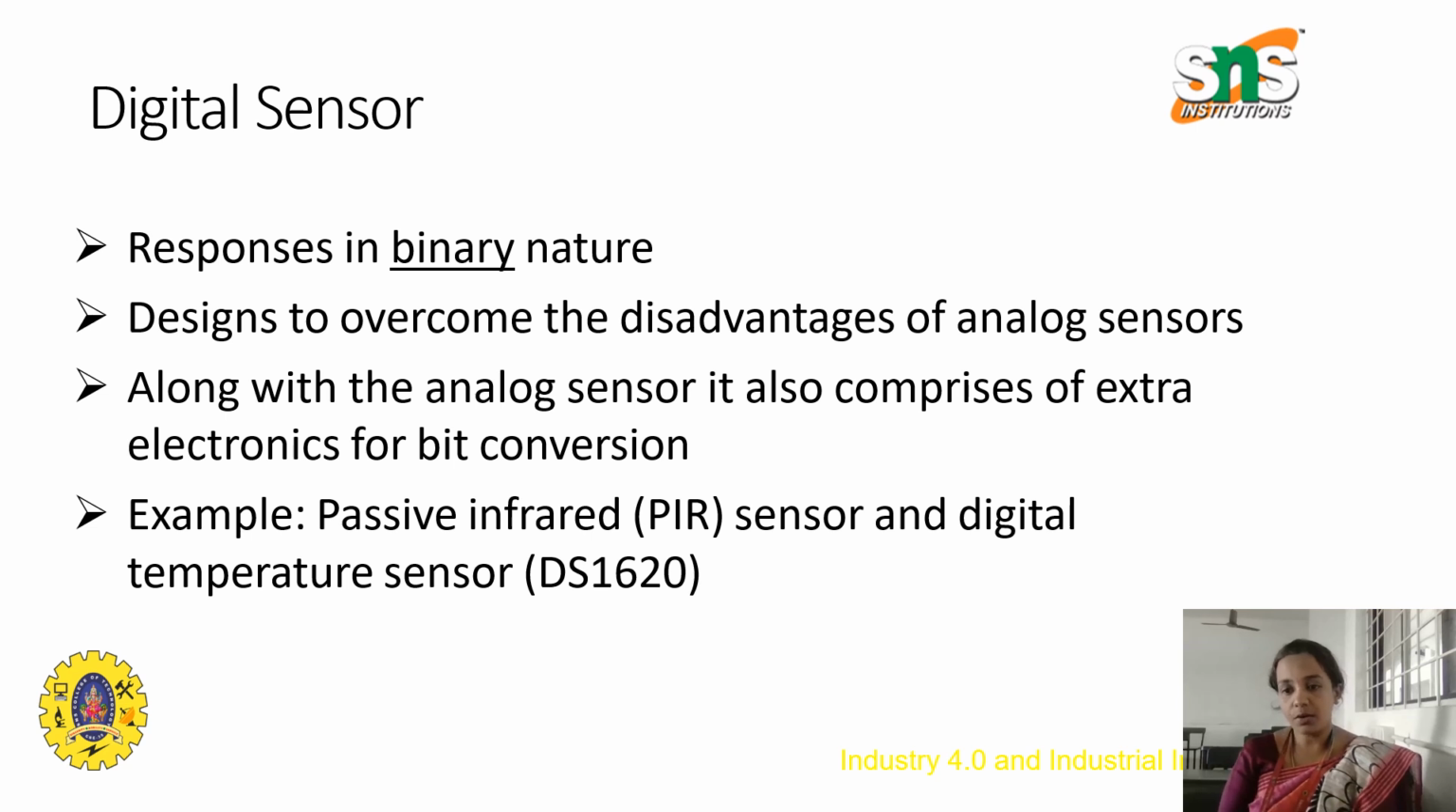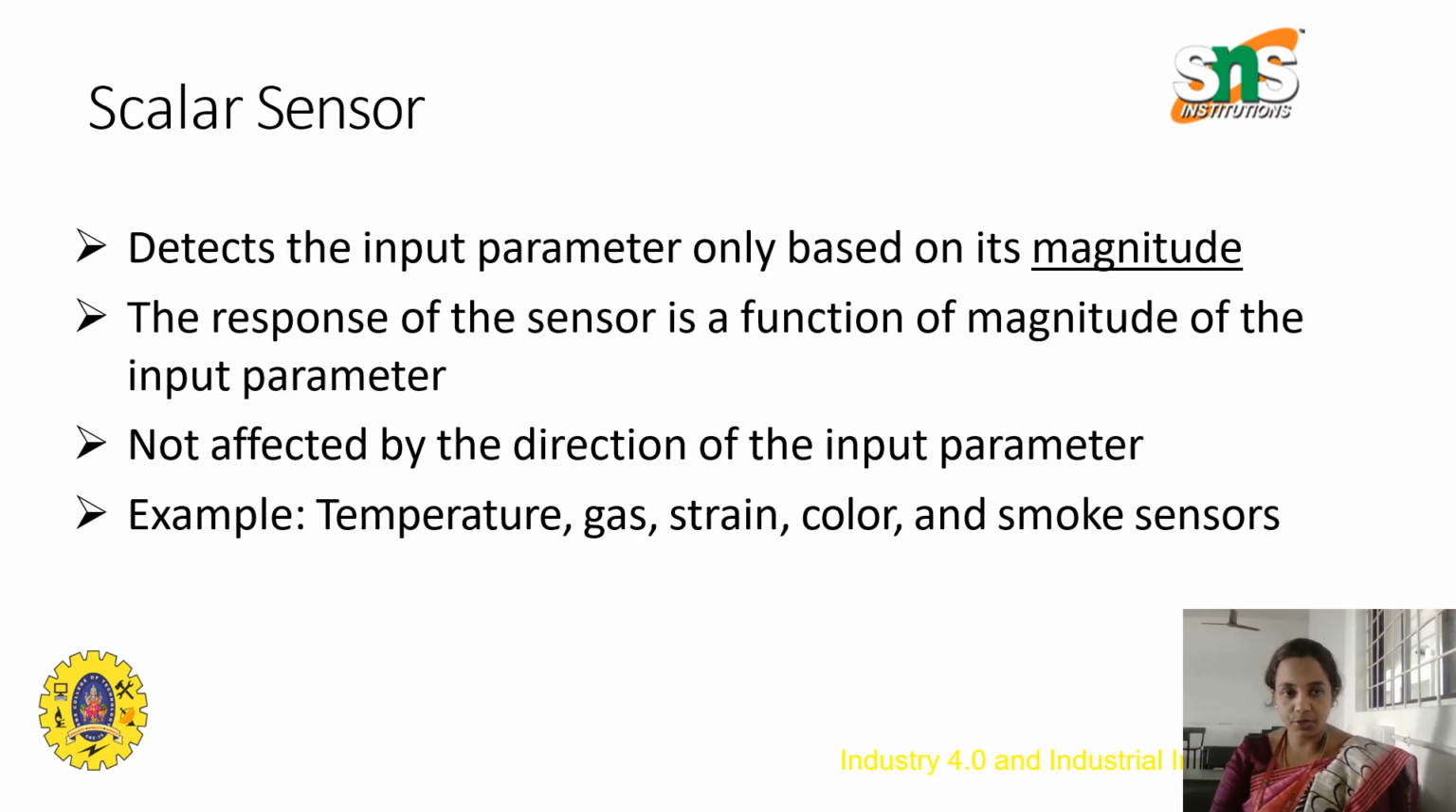The disadvantages of analog sensors are overcome by the digital sensors. So these examples and applications are the passive infrared sensor, PIR sensor, which is used to determine the presence of human beings, and digital temperature sensor, which is used to determine the temperature.